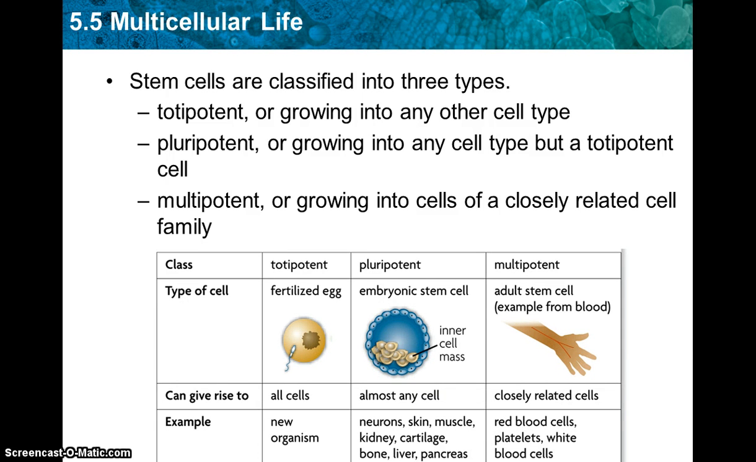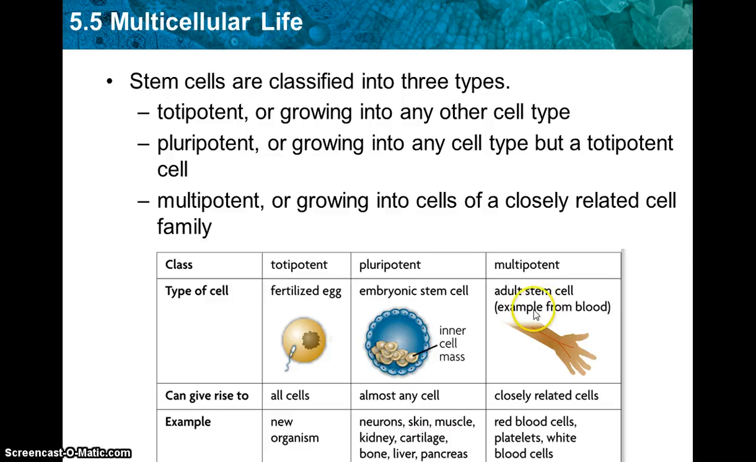So we have a great example here. The first one is the totipotent, which is a fertilized egg. We have the pluripotent, which is going to be the embryonic stem cell, so that's going to be able to grow into almost any other type of cell. And then we have the multipotent, which is going to be an example.